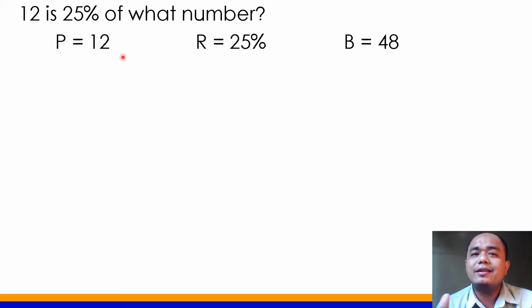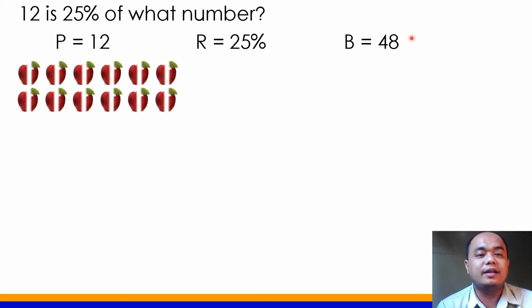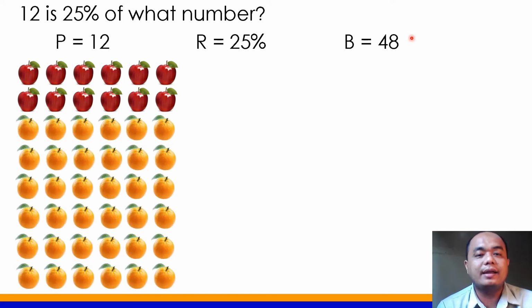Now, let us understand their connection class, no? Para mas maintindihan mo talaga how they are related to one another. Now, for example, we have here 48, di ba? Yung 48 natin, class, gawin natin yung mga number of fruits. Meron tayong 48 na prutas lahat. So, that is your base. Literally, that is your base. Yan. So, meron tayong apples at meron tayong orange fruits dito. 48 yan lahat.